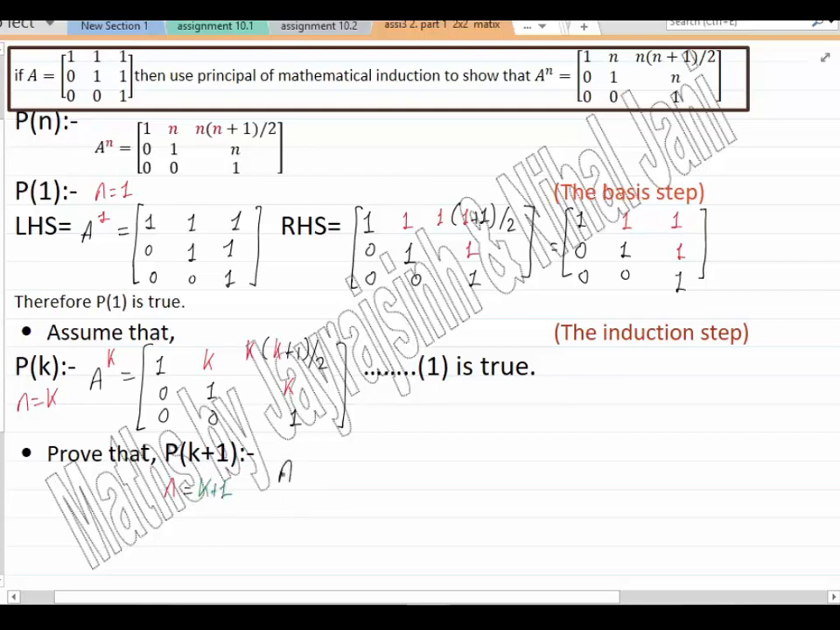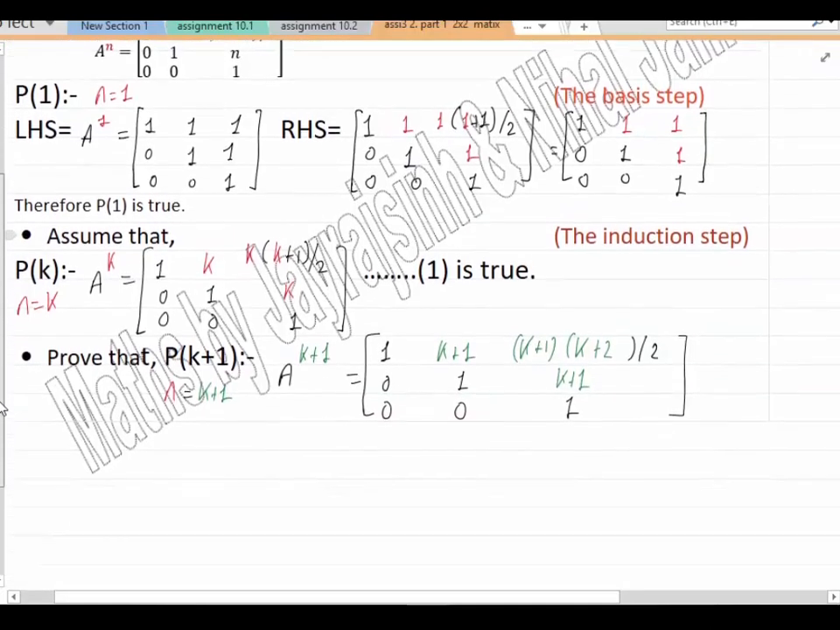So here we will get A raised to k plus 1 is equal to 1, k plus 1, and (k plus 1) into (k plus 1 plus 1) by 2. We can simplify this term as k plus 2, right? Okay, the second row will be 0, 1, k plus 1 and the third row will be 0, 0, 1. Okay, we have to prove this tough thing. So let's begin without wasting time.